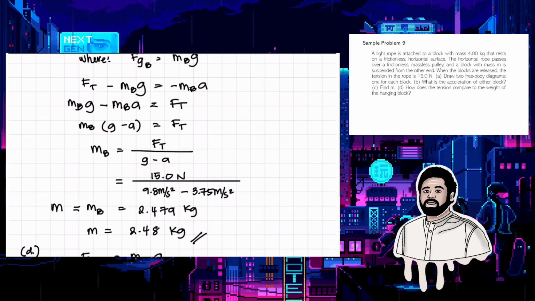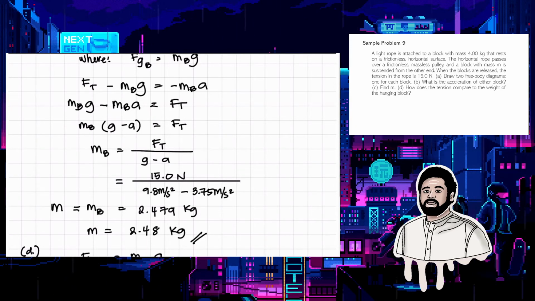Okay, so you now have tension force is equal to mass of B is equal to tension force all over gravity minus the acceleration. So I have 15 newtons all over 9.8 meters per second squared minus 3.75 meters per second squared. So mass MB is equal to 2.479 kilograms, or mass M, same thing with mass M, I will just have to round it off. I now have 2.48 kilograms.